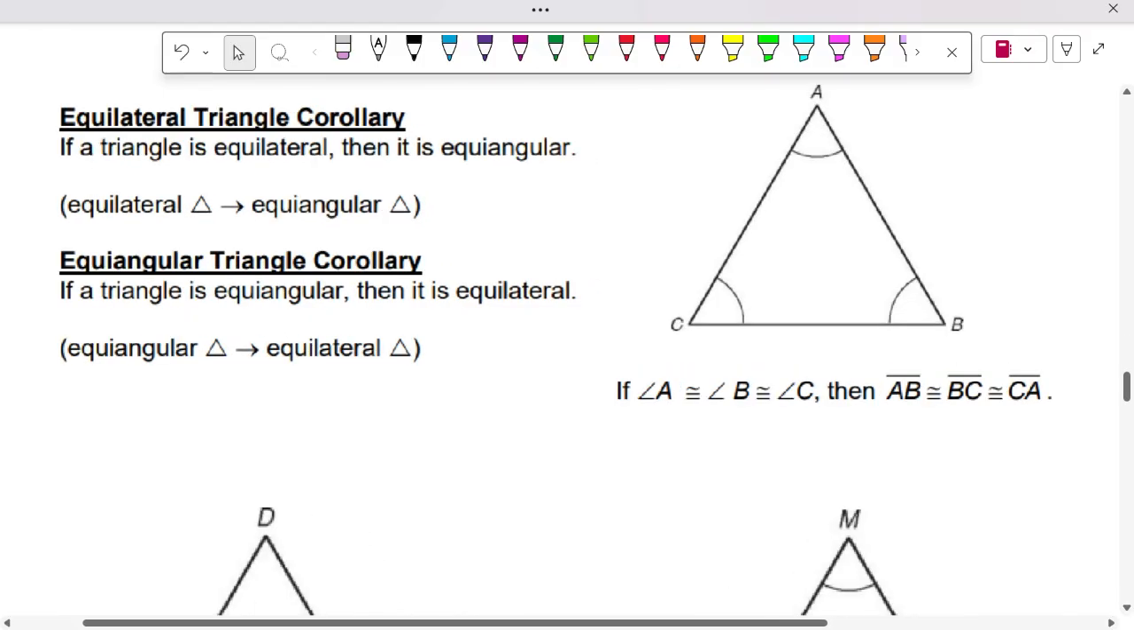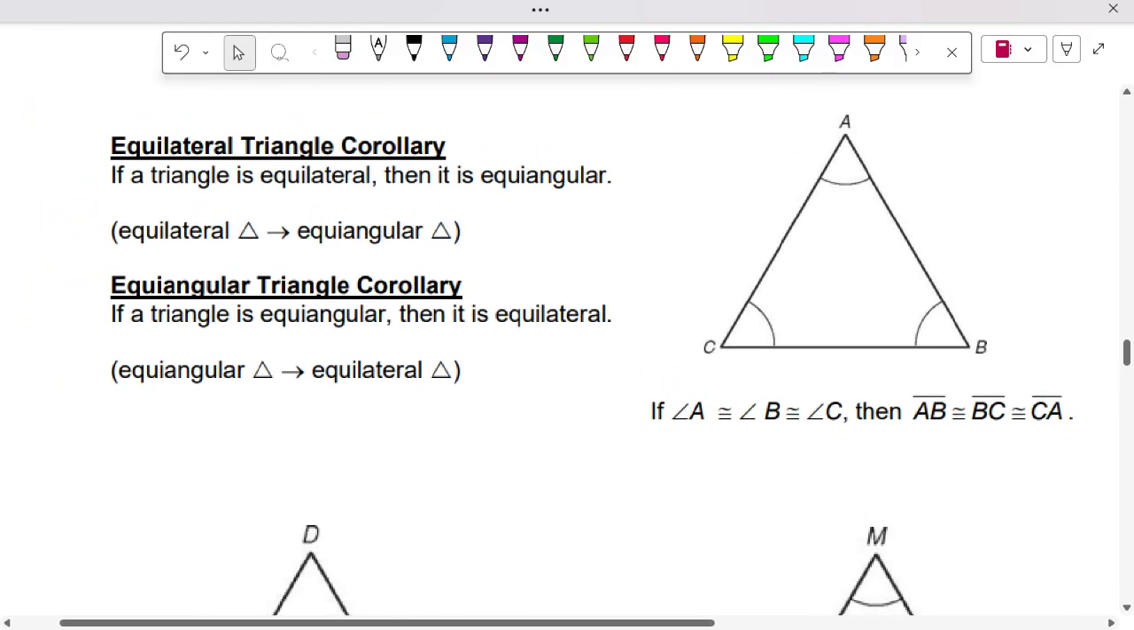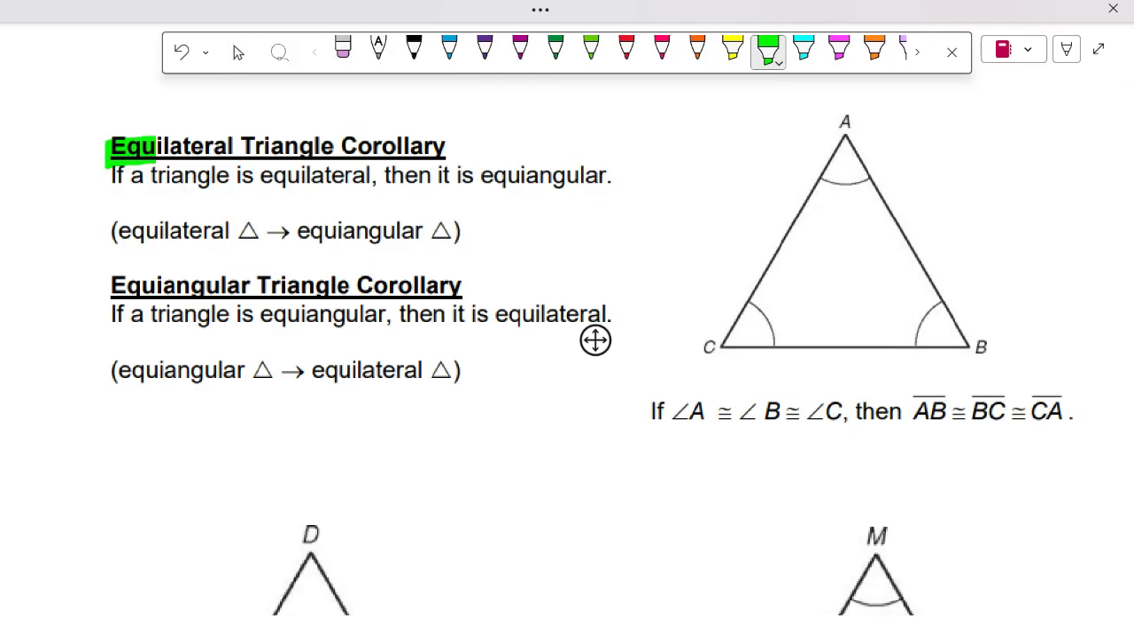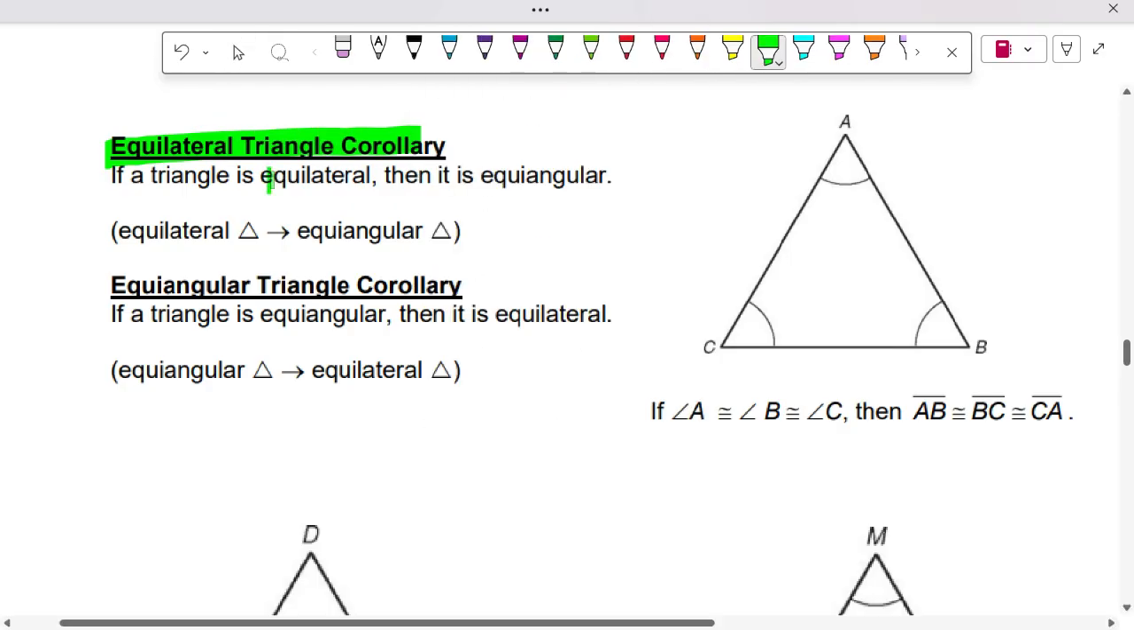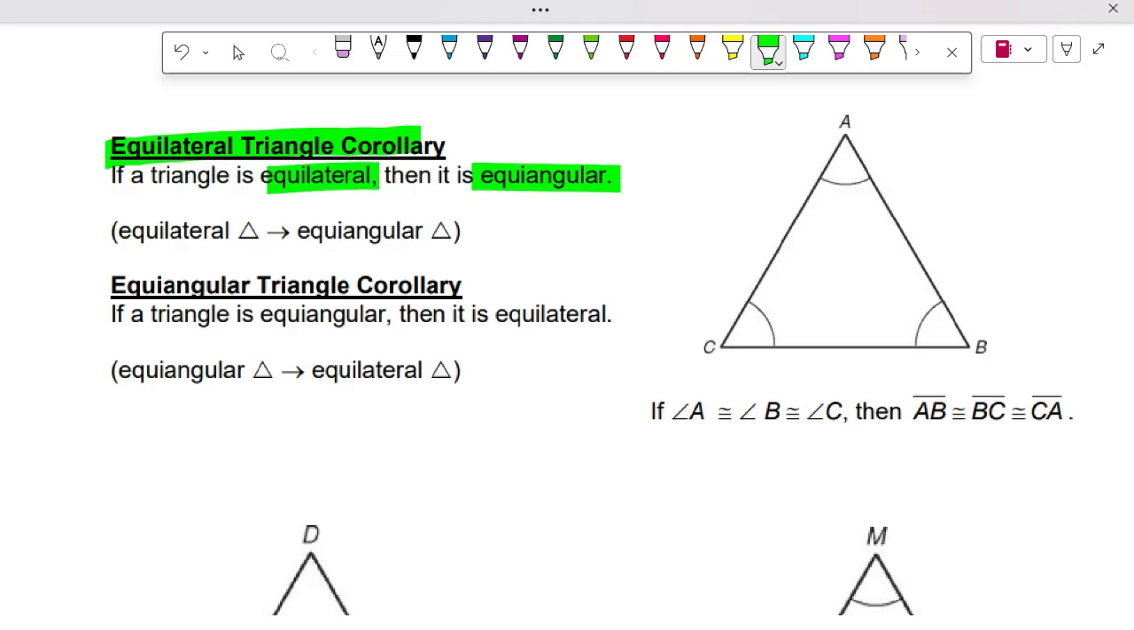All right. Now, moving on to equilateral triangles. So there are 2 corollaries when it comes to equilateral triangles. There's the equilateral triangle corollary, which just states that if a triangle is equilateral, it is also equiangular. So technically speaking, equilateral means all sides congruent. Equiangular means all angles congruent. All right, if you're in Mr. McGinn's Latin class, those roots, you know.